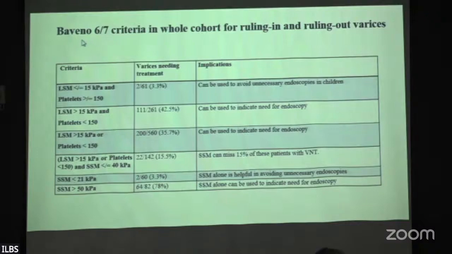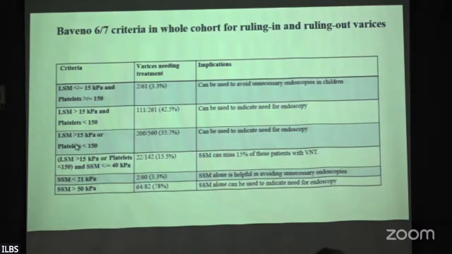We further compared and used the Baveno 6-7 criteria in the whole cohort and saw how it performed in our patient population. When a combination of low LSM and high platelet counts was used, varices needing treatment were only 3.3%, so it can be used to avoid endoscopies in children as well. With LSM of more than 15 and platelets less than 150, the presence of varices needing treatment was 42%, so it can be used to indicate the need for endoscopy.